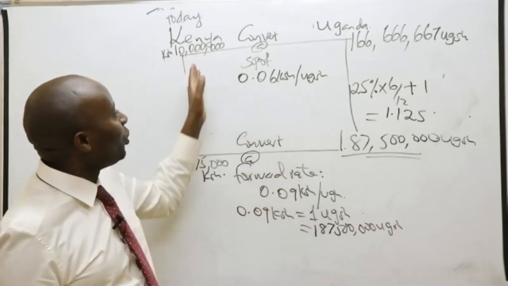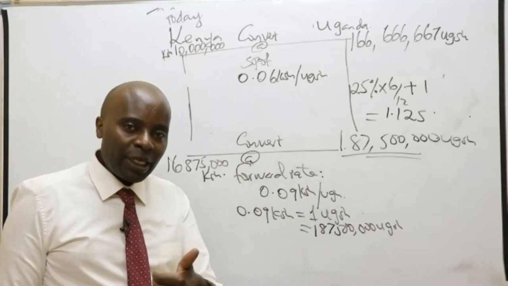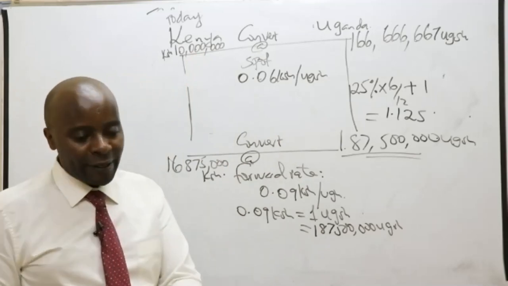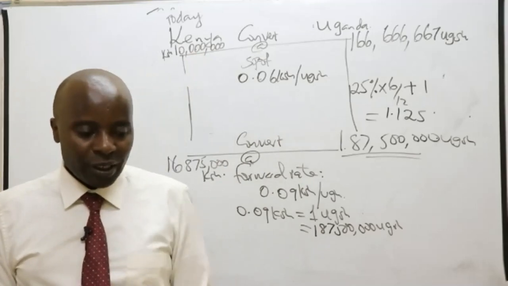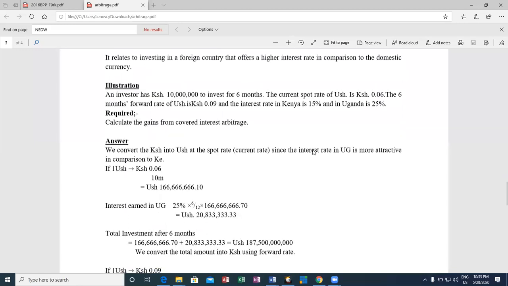Remember, so far, you have not used the interest rate in Kenya anywhere. Now we need to come and crown and ice our cake by using this particular interest rate of Kenya. What is Kenya's interest rate, ladies and gentlemen? Kenya's interest rate is 15%. So I need to take this offside a little bit. I want to invest this, so 15% again times 6 over 12 plus 1. So we have here 0.15 times 6 divided by 12 plus 1, which will give us 1.075.